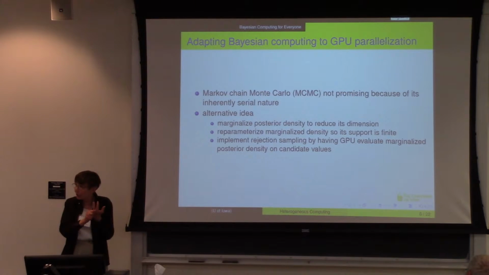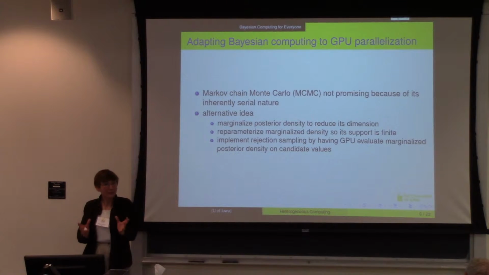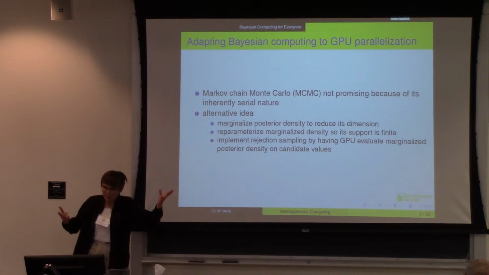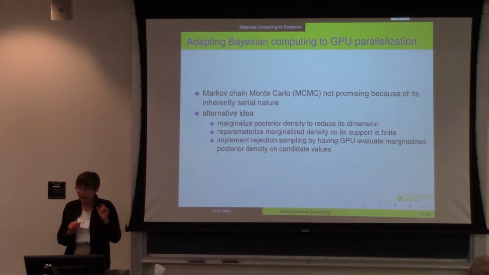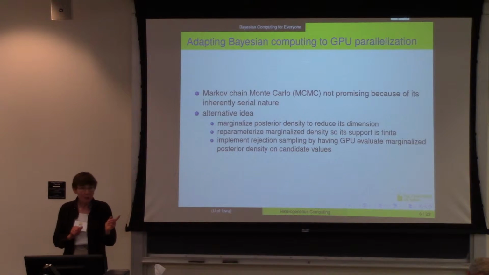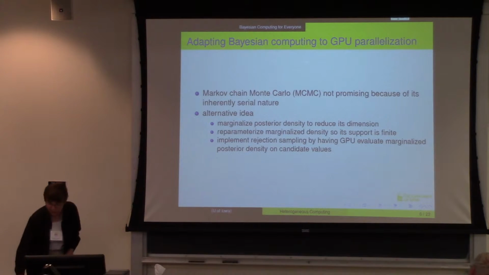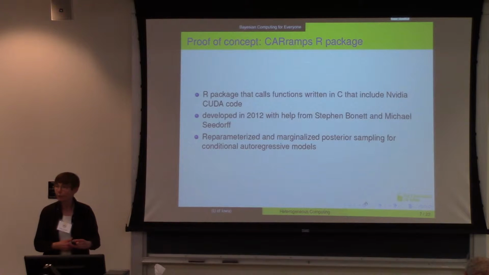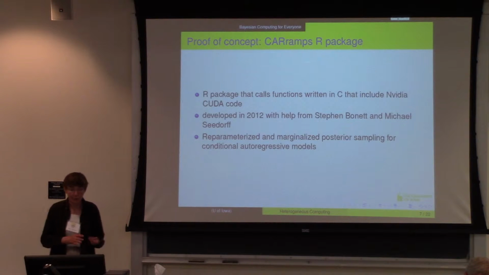Then let's reparameterize that low dimensional marginal distribution so we can put it on a nice, simple domain, such as a simplex. And then we're all set to implement rejection sampling by having the GPU evaluate the marginalized posterior density on candidate values. We're asking the GPU to perform exactly the same computation on different input data, namely the candidate values of rejection sampling. And once we have samples from the marginalized posterior, we can always transform back to the regular marginal posterior and generate the rest of our parameters conditional on those samples.